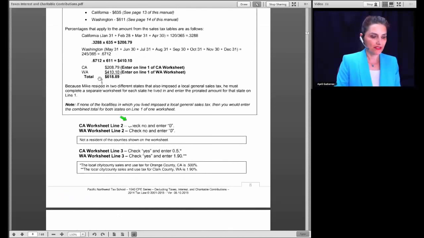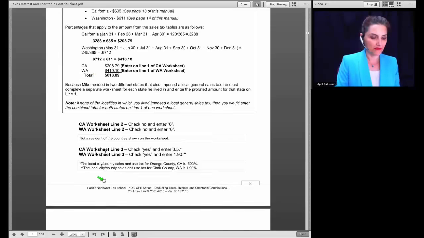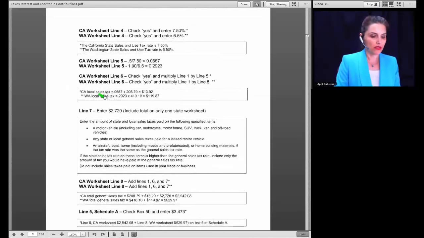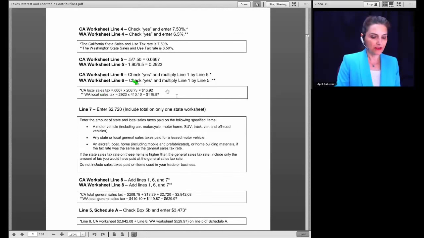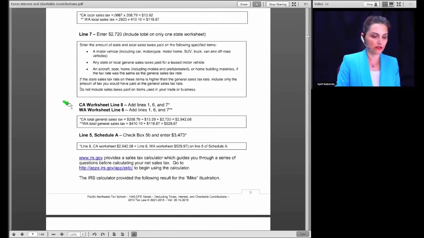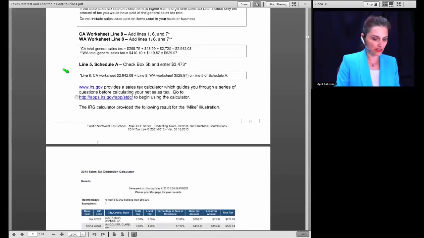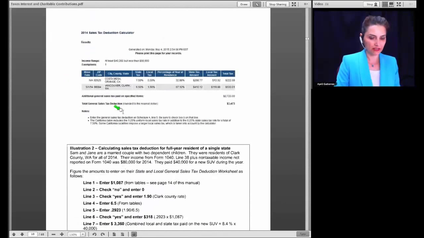We're going to take this $618.89 from line 1. We're going to take the $13.92 for the local rate on California, the $119.87 for the local rate on Clark County, and then we're going to add in the $2,720 paid on the boat. And when we do that, the total amount we get for all those figures added up becomes our deduction. And the total deduction for the year is going to be calculated as follows.